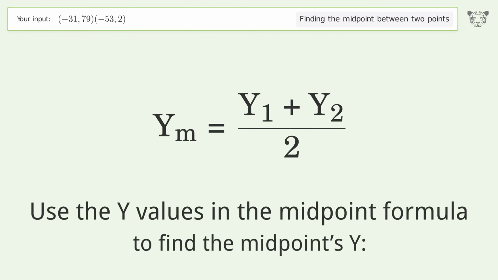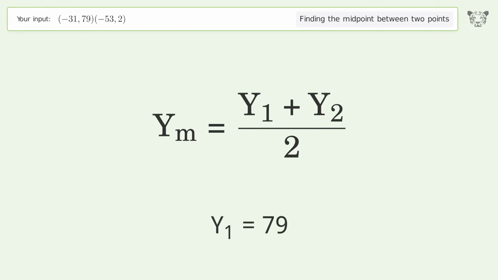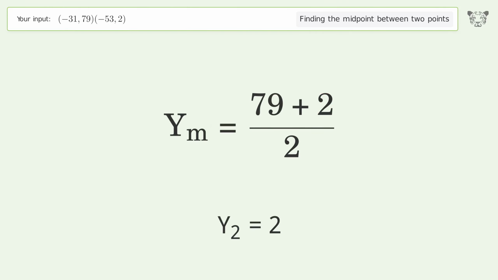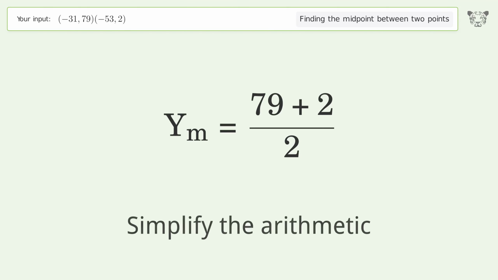Use the y values in the midpoint formula to find the midpoint's y. y1 equals 79. y2 equals 2. Simplify the arithmetic.